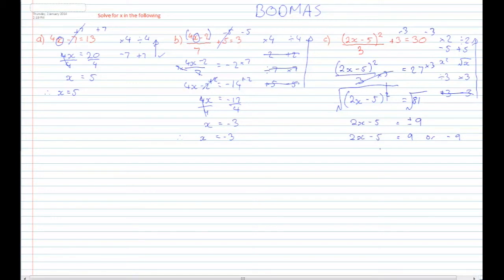Alright, the next step here is to add the 5 to both sides, so plus 5, plus 5. So you end up with 2x is equal to, the negative 5 and the 5 cancel out, 14, or negative 9 plus 5 is negative 4. Alright, divide both sides by 2. Okay, so the 2's cancel out, ending up with x is equal to 7, and negative 4 over 2 is negative 2. So therefore x is equal to 7 or negative 2.